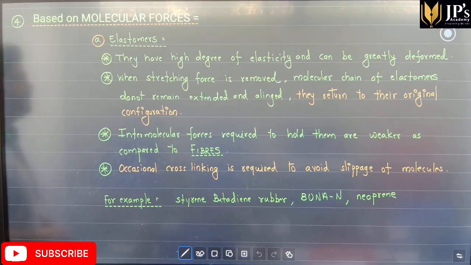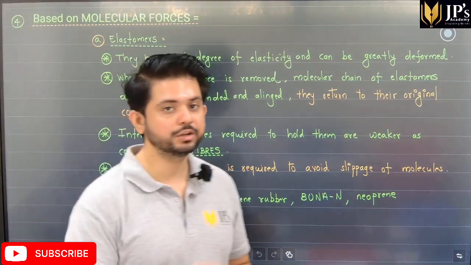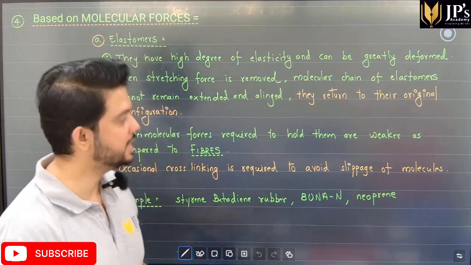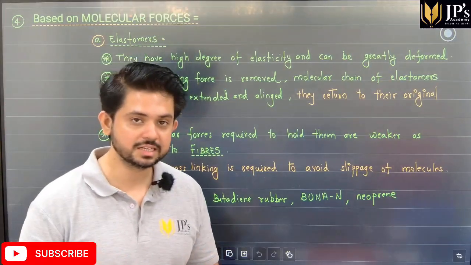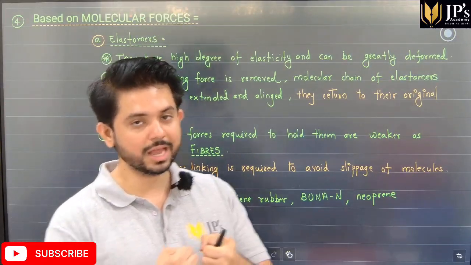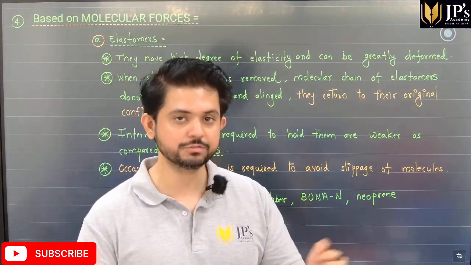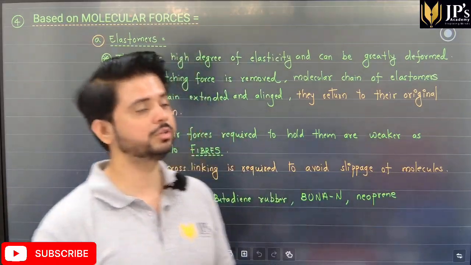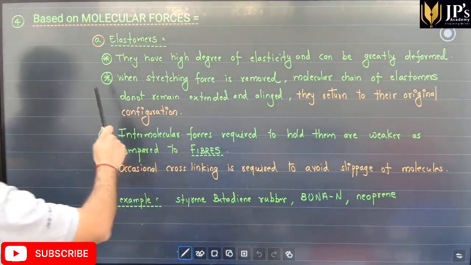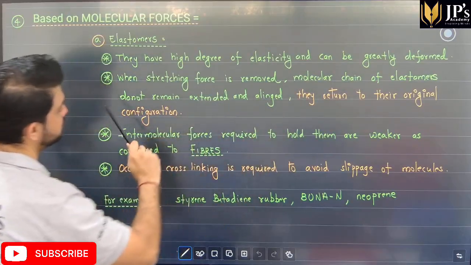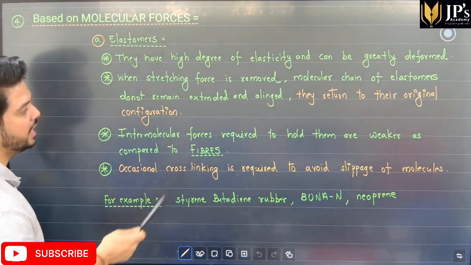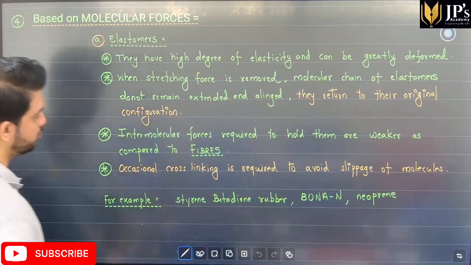The next classification is on the basis of molecular forces. The first example in that is elastomers. As the name suggests, elastomers will have high degree of elasticity. You can apply force and pull them apart. However, when you release the force, all the molecules will come back to their original position. When stretching force is removed, molecular chain of elastomers do not remain extended and aligned. They return to their original configuration.